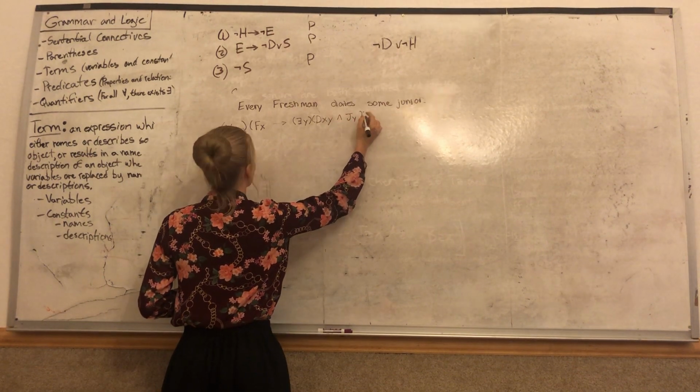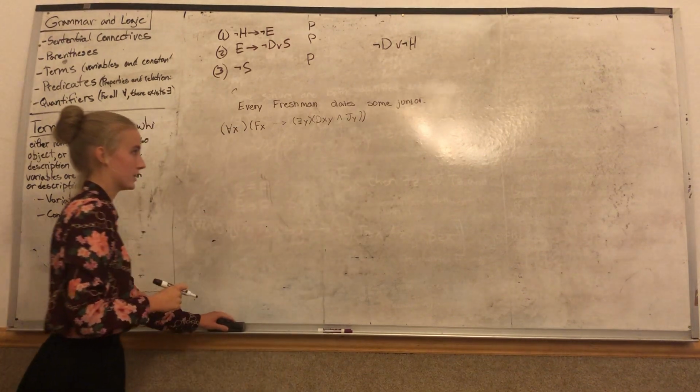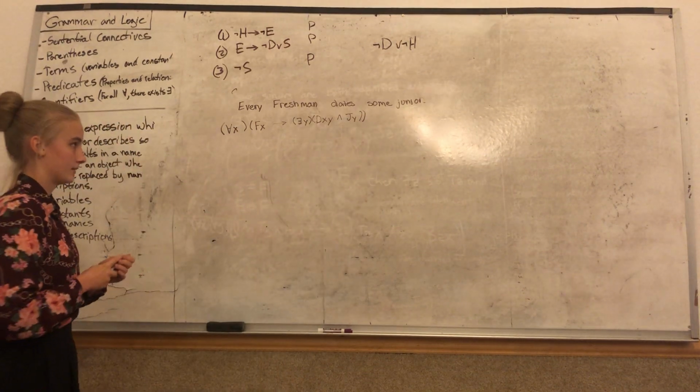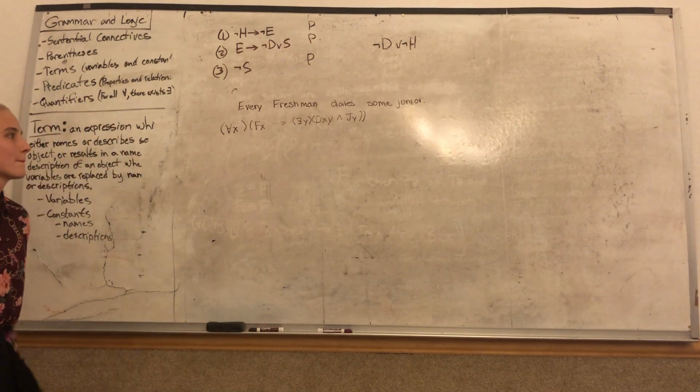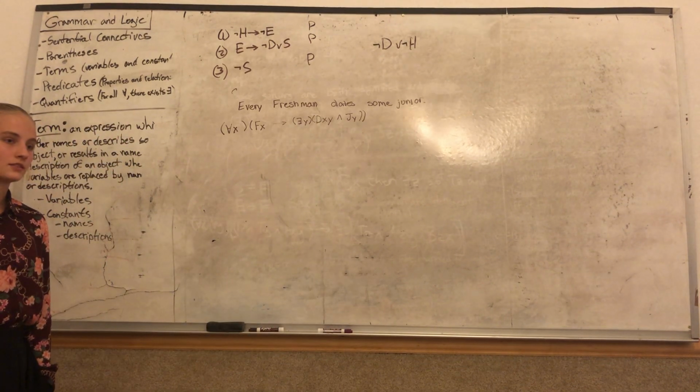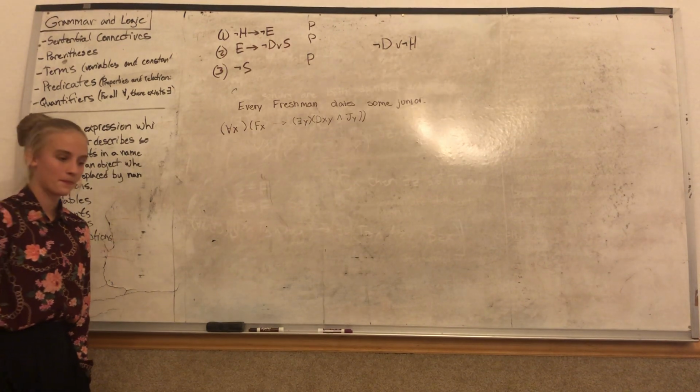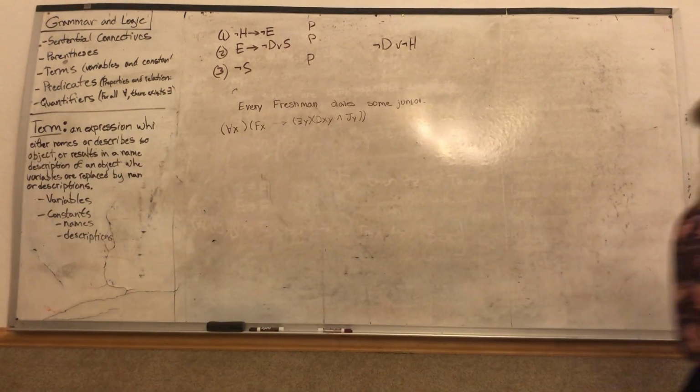Perfect. And I think you need one more parenthesis. Yep. That makes sense to everyone? For all X, X being a freshman implies there exists a Y where Y is a junior and X dates Y.